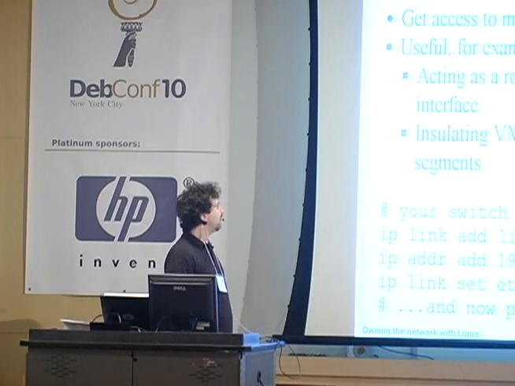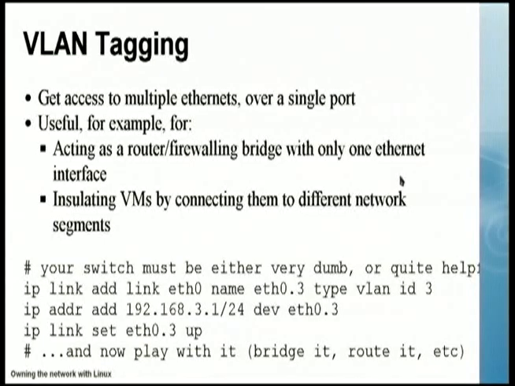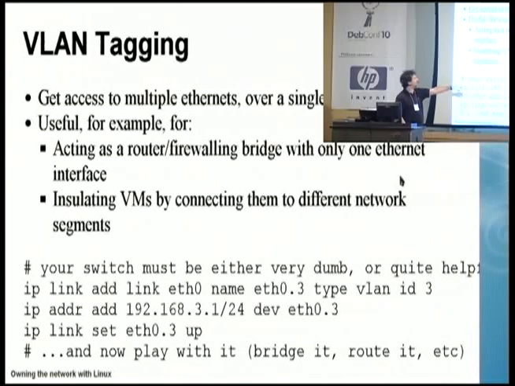How do we do that? Well, we can create a new link over our main network interface, eth0, though it could be whatever. We name it whatever we want, it doesn't have to be that name. And then the trick is type vlan id 3. So we tell the kernel, this interface now has a tagged VLAN ID 3, and you'll call it eth0.3. And after that, I can send packets, and you're going to talk to the switch that way.